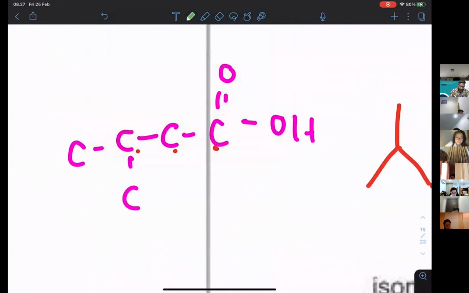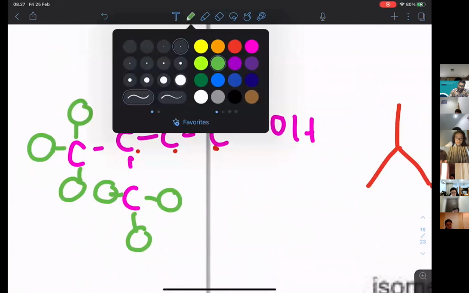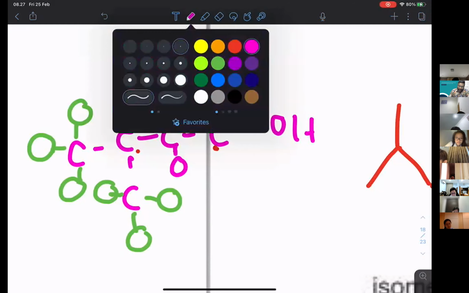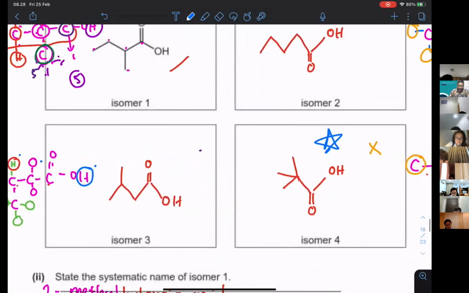Let's see. CH3, CH3, this one attached to H. I know that this environment is the same as this environment. You can see they're the same. This is going to be a different environment, and this is going to be a different environment, and this is going to be a different environment. So how many? 1, 2, 3, 4. This is the structure that we are looking for.